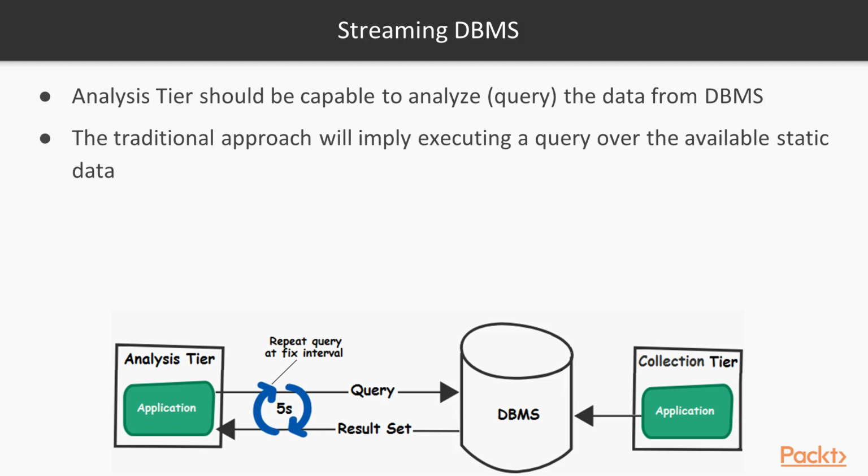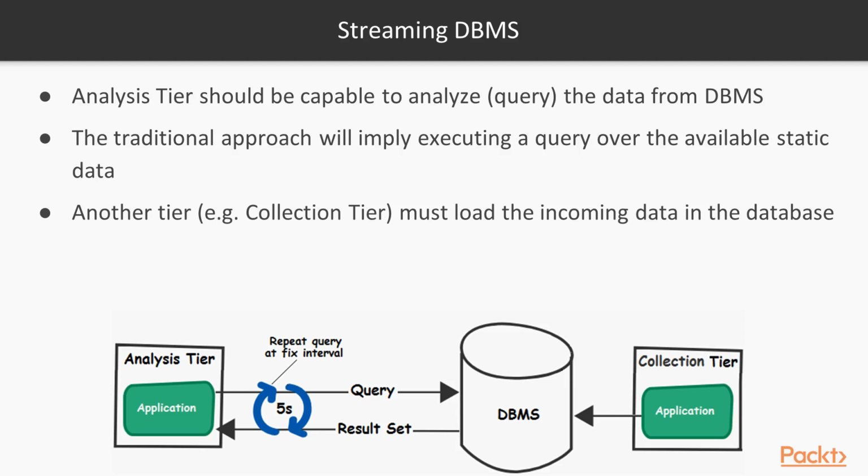The traditional approach will imply executing a query over the available static data. This means that the analysis tier will receive a result set that matches the executed query. This result set can be all data matching the query or a slice of data depending on how the query was built. But remember that another tier, for example the collection tier, must load the incoming data in the database.